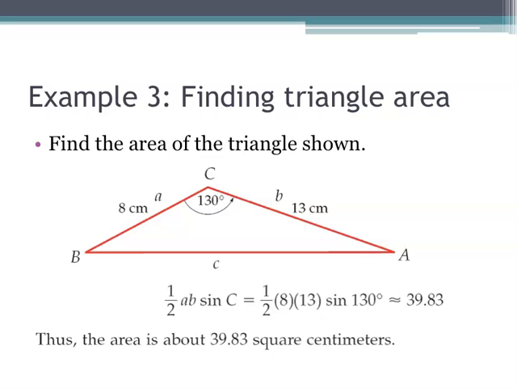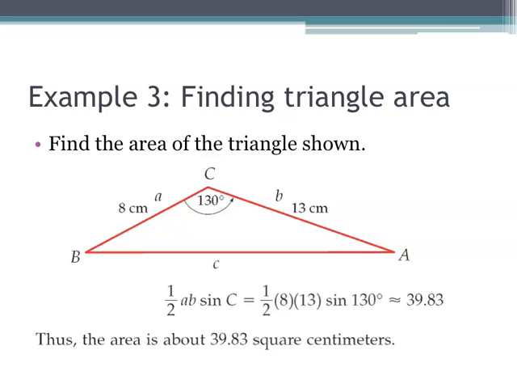Again, using this formula is really dependent on the information that's given to you. If you were given this triangle, it would be a lot harder, not impossible, but a lot harder to have to find the height of the triangle first before trying to find the area of the triangle. So 1/2 base times height is not going to be quite as easy as just using 1/2 AB sine of C.